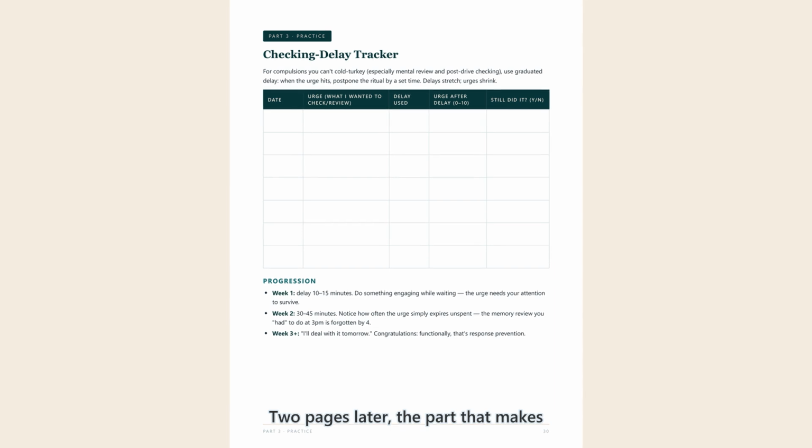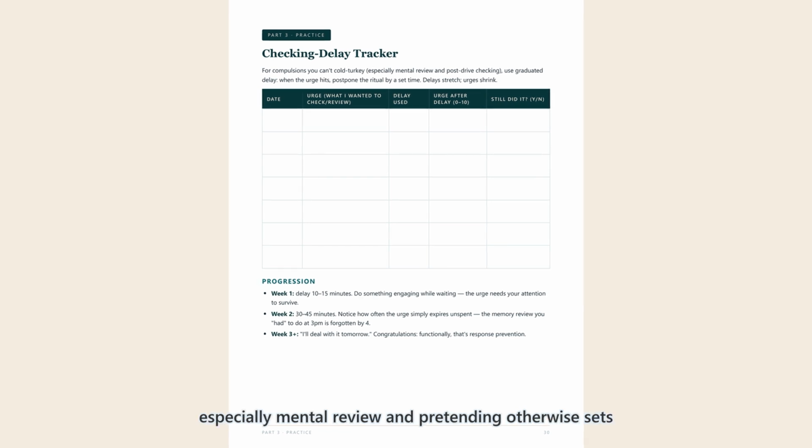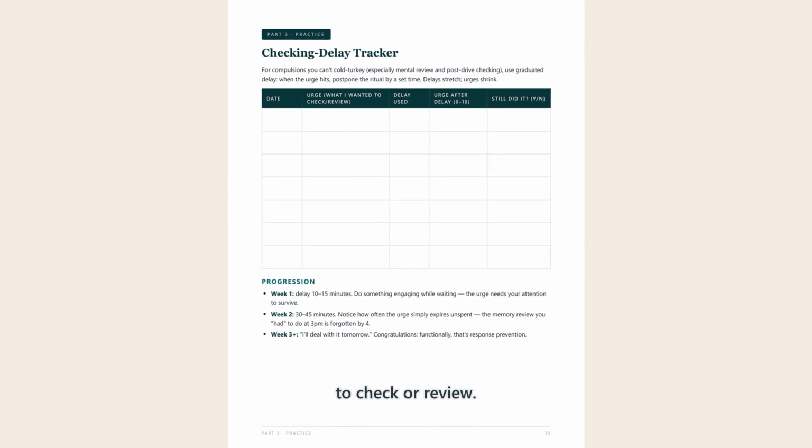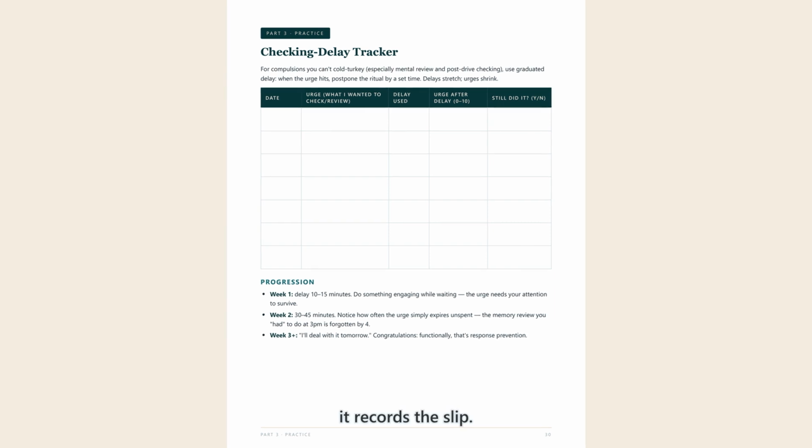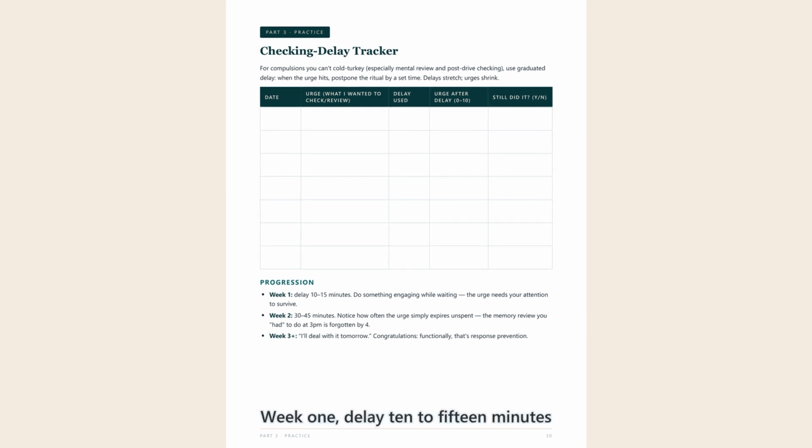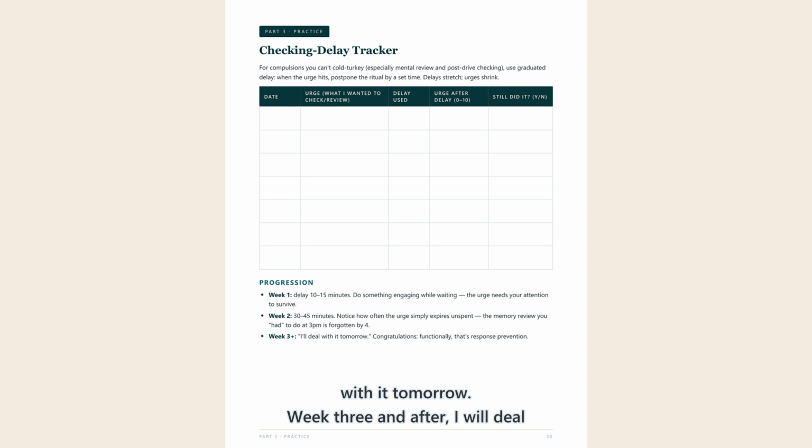2 pages later, the part that makes response prevention survivable. Page 30, the checking delay tracker. Because some compulsions you cannot simply stop, especially mental review, and pretending otherwise sets up a failure you will read as evidence. Columns: date, the urge, what I wanted to check or review, delay used, urge after the delay, 0 to 10, still did it, yes or no. Note what that last column is for. It records the slip. A page that has nowhere to write down the slip is a page you abandon in week 1. The progression on it is deliberately unimpressive. Week 1, delay 10 to 15 minutes and do something engaging while you wait. Week 2, 30 to 45. Week 3 and after, I will deal with it tomorrow. The page's own note: functionally, that is response prevention.